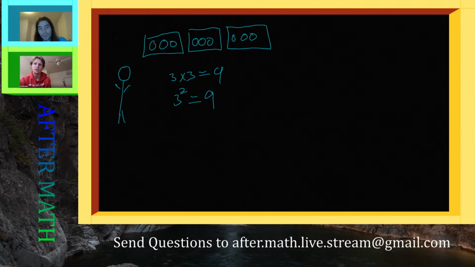And so what an exponent means is you're simply multiplying the same number by itself a certain amount of times. So in this case, we had 3 items and they were in 3 boxes, right?